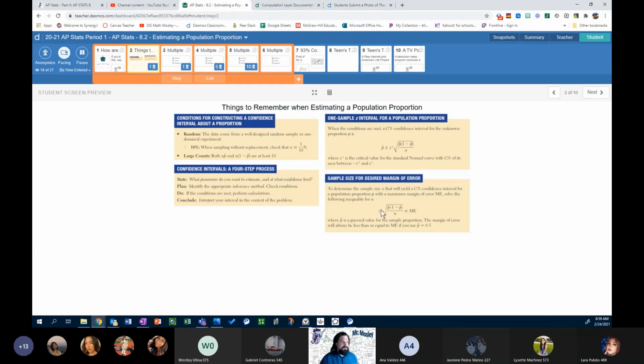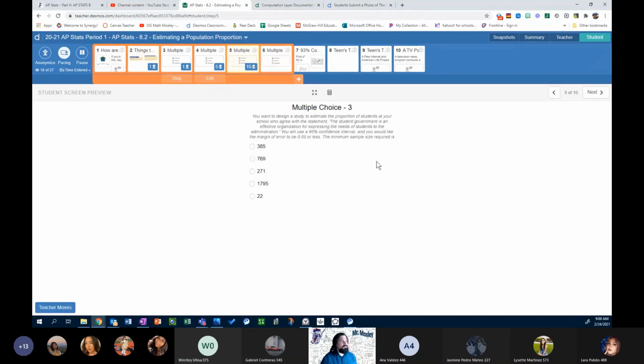And the z star that goes along with a 95% confidence interval. And the margin of error will be replaced with the 0.05 that we want. So you're going to need to rearrange that formula. Right? So that's this one. You'll have to solve for n.